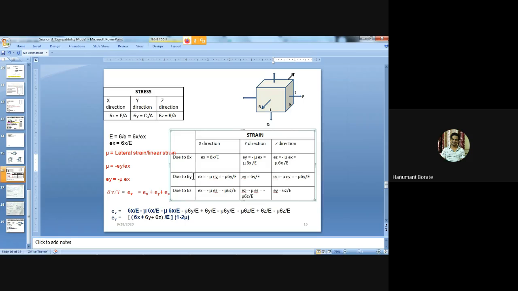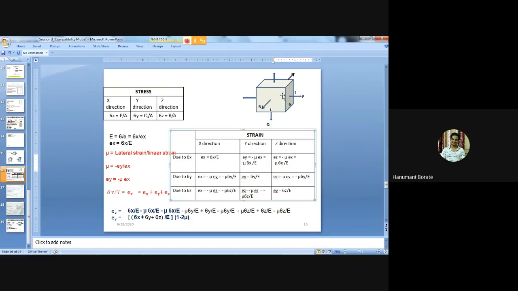Okay. Now, strain due to force applied in the y direction. If we apply the force, there will be a stress, so here I have written due to sigma y. Actually, the meaning of this is due to force applied in the y direction. Now strain in the x direction, or strain in the z direction, due to sigma y.